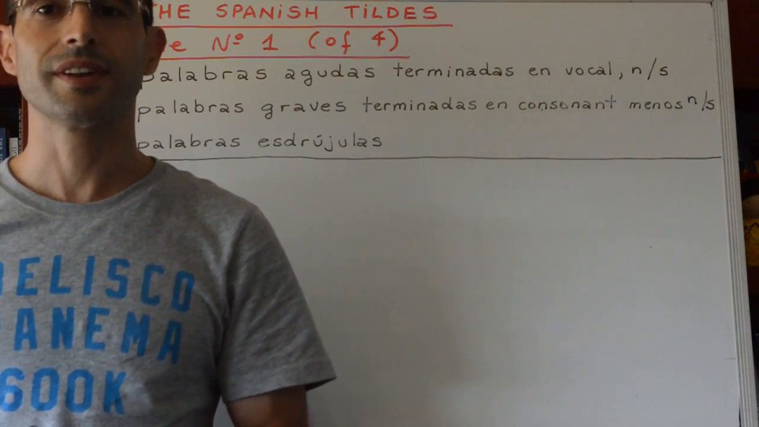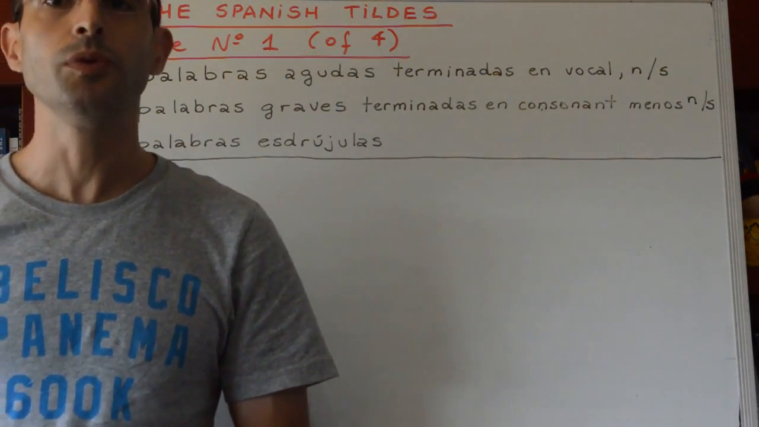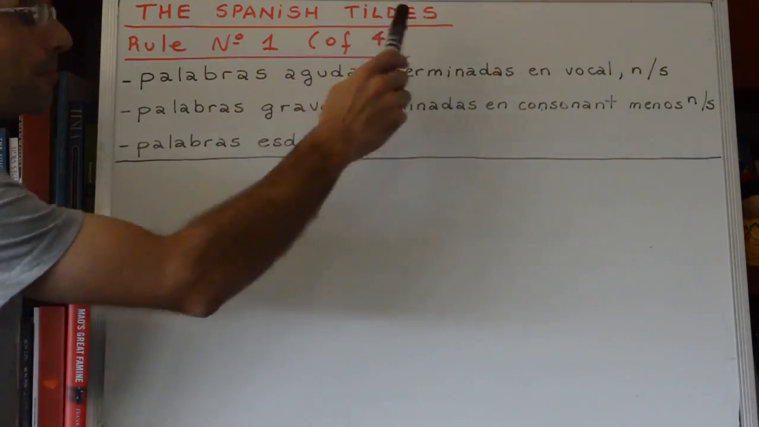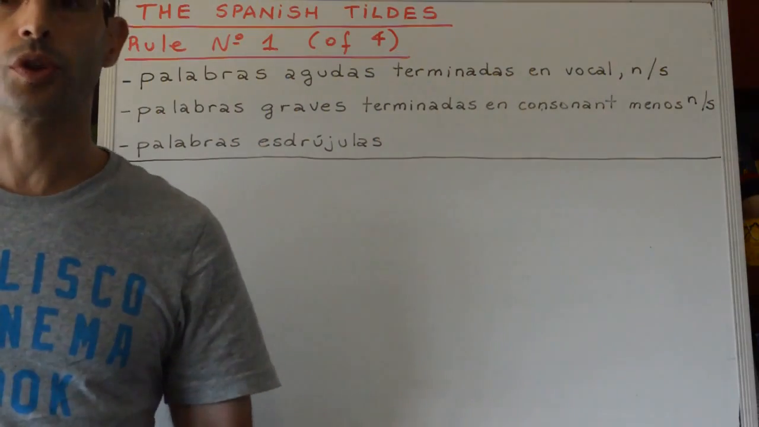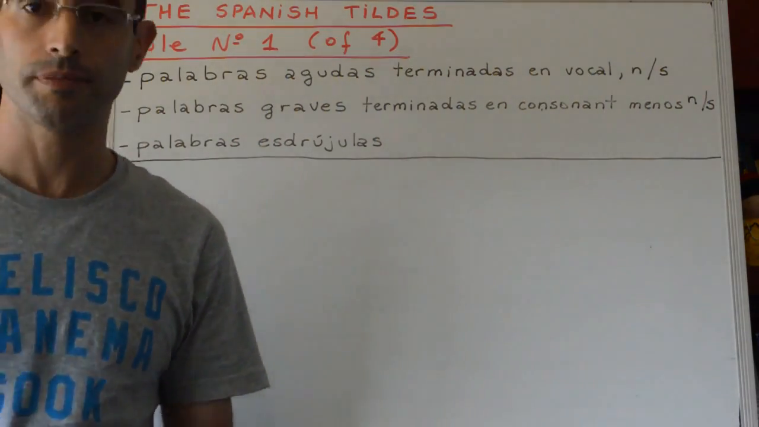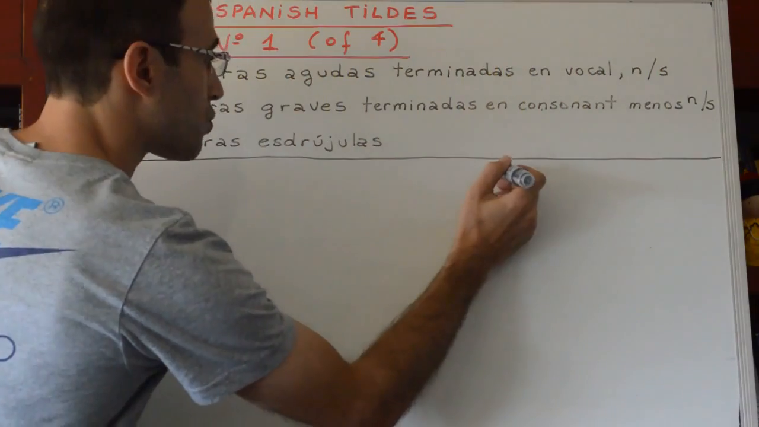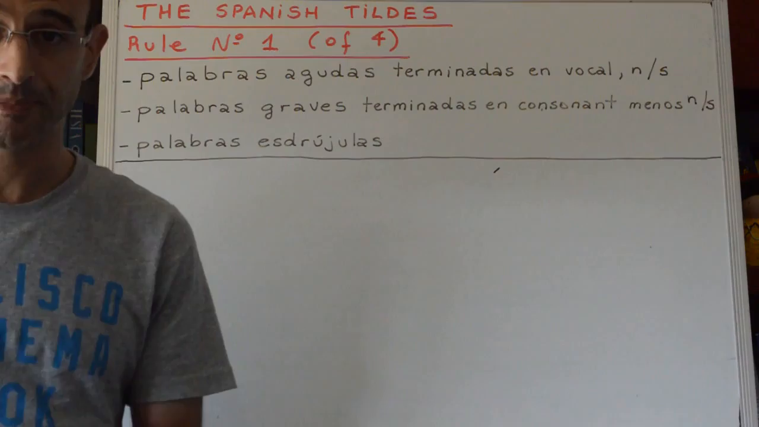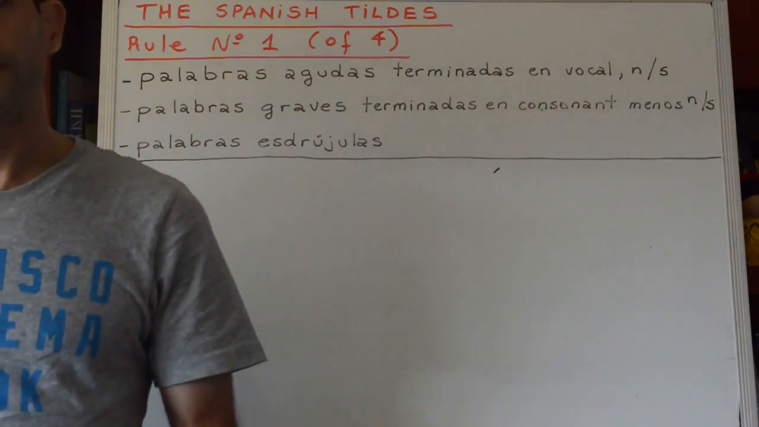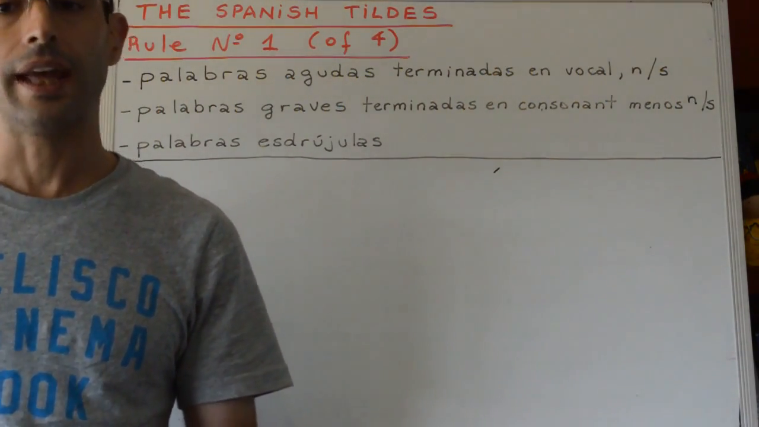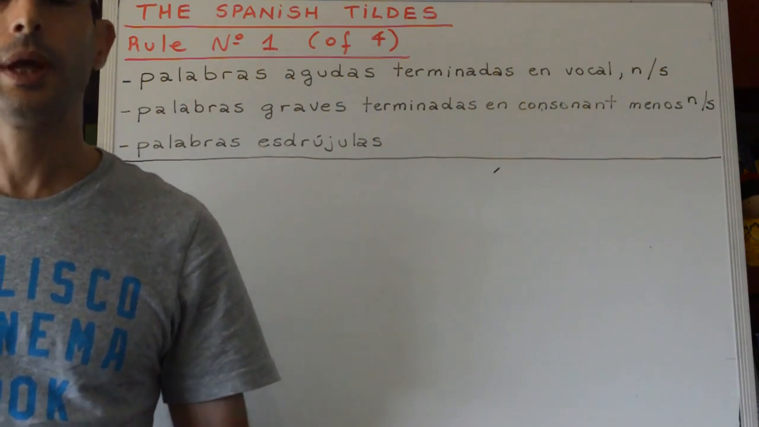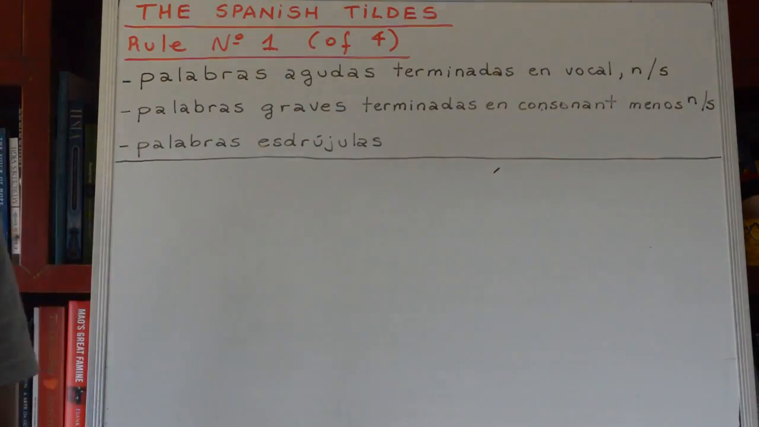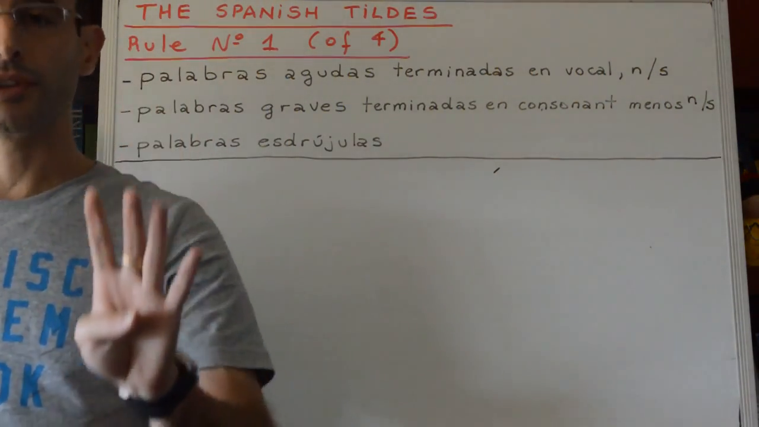In today's class, let's begin learning how to use the Spanish tildes, okay? I know in each language the word tilde means something different. In Spanish, the tilde is that short line that appears on some vowels, okay? So only vowels can have tildes in Spanish, and actually all the vowels may carry a tilde if the rule applies. And in Spanish there are 4 rules for tildes, okay?